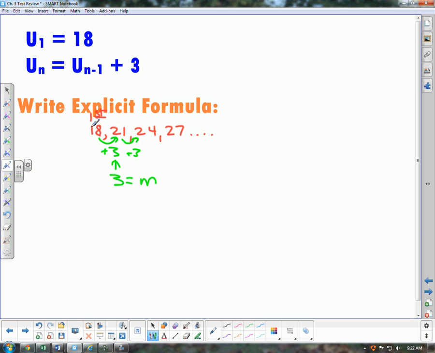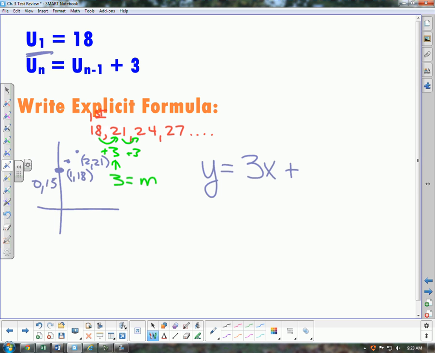And so our equation is going to be y equals 3x plus, now because this is u sub 1, we do not want to put plus 18 here. We have to figure out where it crosses the y-axis, because 1 is up at 18 and 2 is up at 21. And so we have to find this term, which is 0, comma 15. And that would be the explicit formula.